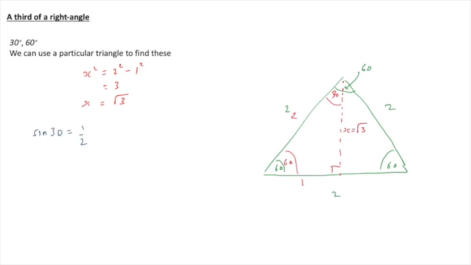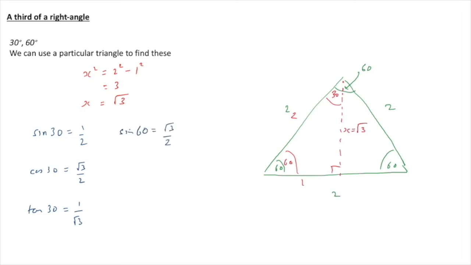So sine of 30 is the opposite of 30 over the hypotenuse, so that's 1 over 2. Cos of 30 is the adjacent to the angle 30, so that's root 3 over the hypotenuse, which is 2. And the tangent is the opposite 1 over the adjacent root 3.